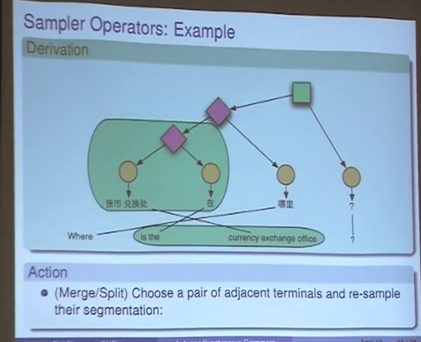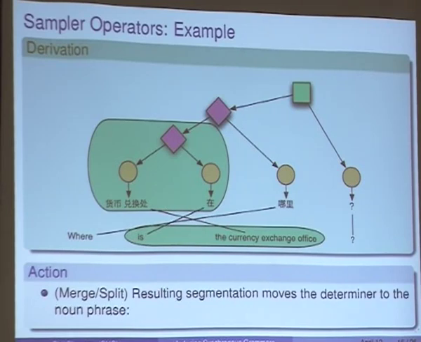And we again look at the terminals of this section of the tree, and we choose a different segmentation this time. So we move the determiner over onto the noun phrase. And by doing this thousands and thousands of times, we're going to walk through lots of different tree configurations and lots of different alignments, and eventually the sampler will settle down into the high probability space.